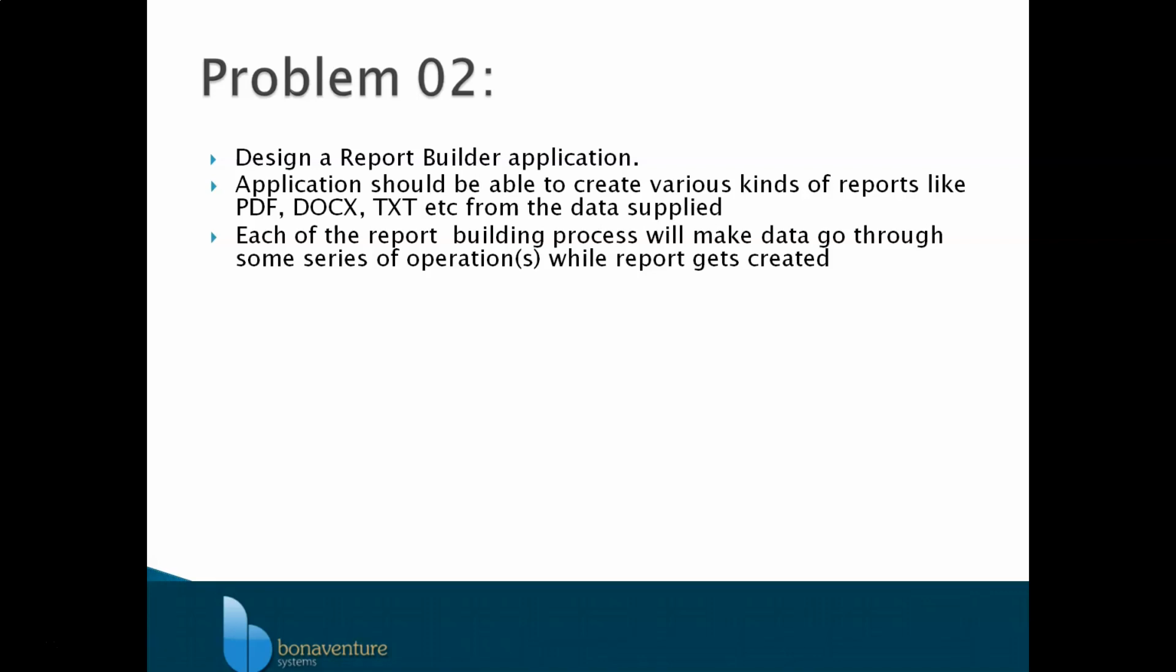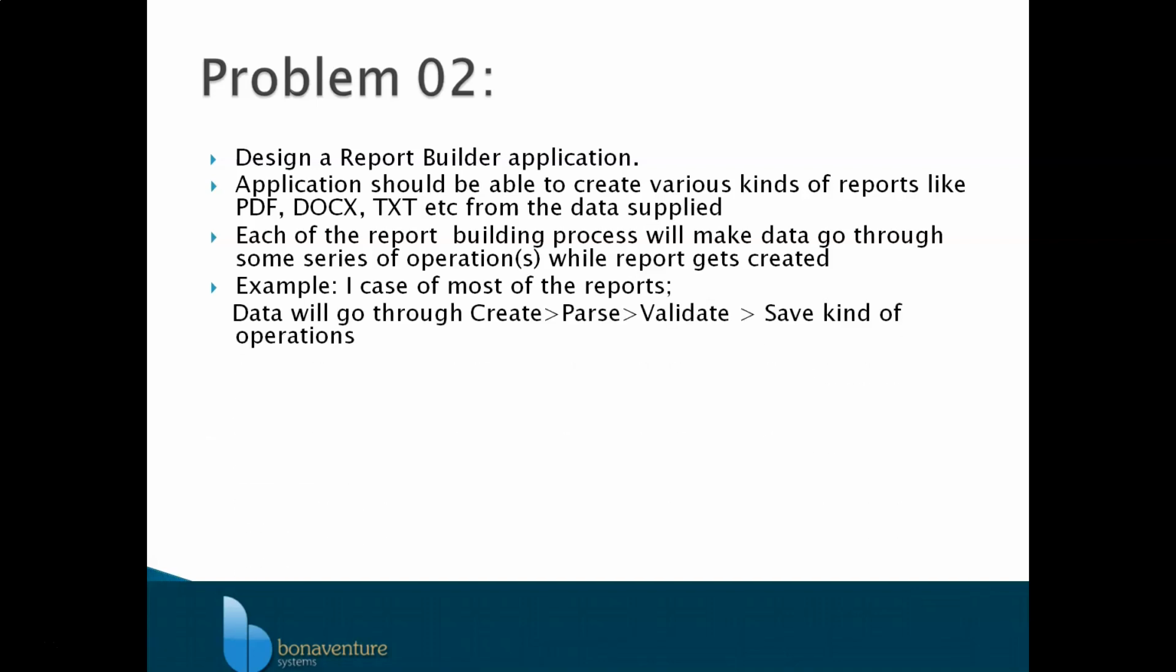But then, as we know, if we have to create a PDF programmatically, we may have to involve a lot of APIs. It can be some Acrobat APIs, or it can be some third-party APIs. So one will have to make the data go through a variety of different functions or a series of functions. In general, the functions that we may have identified, for example, are creating a report in memory, parsing the data, validating or revalidating the data, and saving the final report.